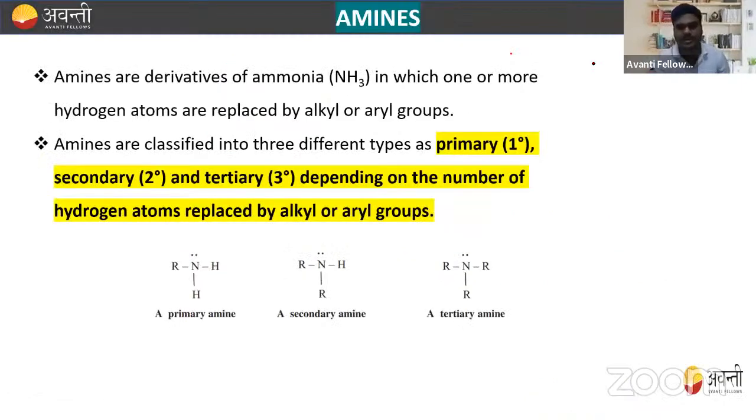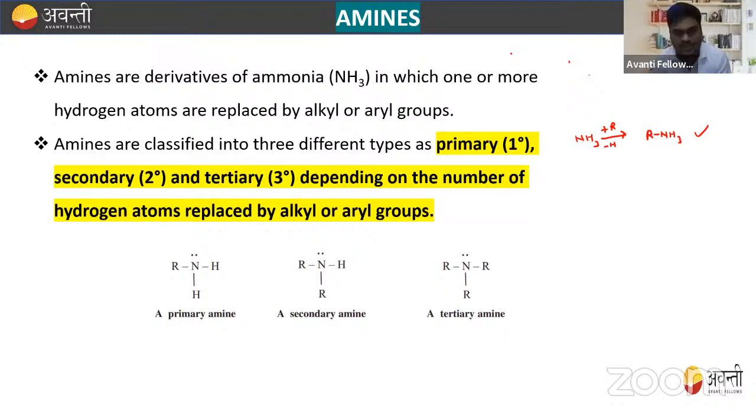So how will you classify amines, right? Amines are the derivatives of ammonia, as we know, that is RNH2. How does this form? We know that this is ammonia, that is NH3. When you replace one H with the R group, we get the amine. So amines are the derivatives of ammonia in which one or more hydrogen atoms are replaced by an alkyl or aryl group.